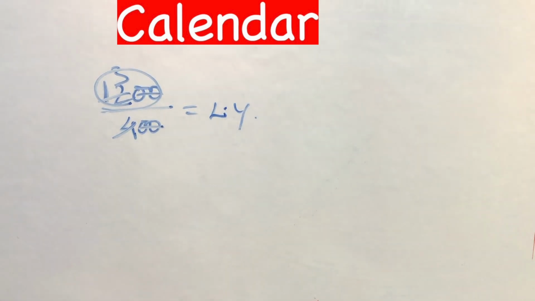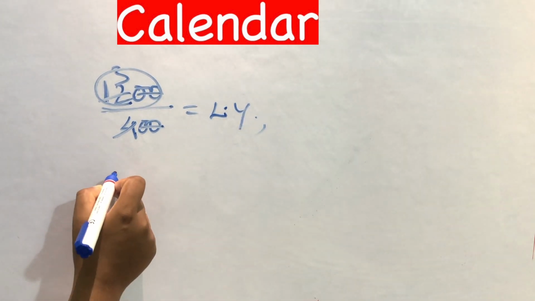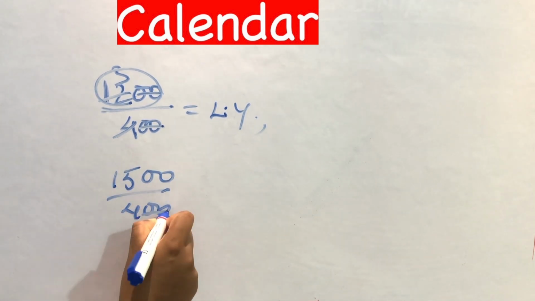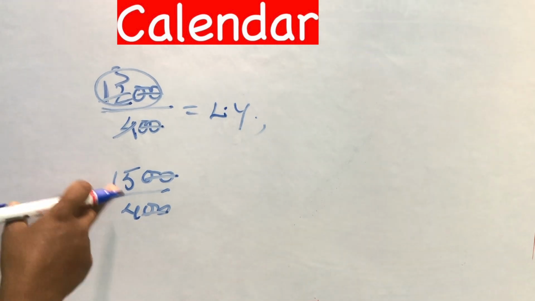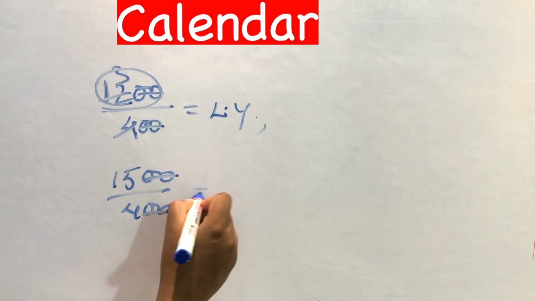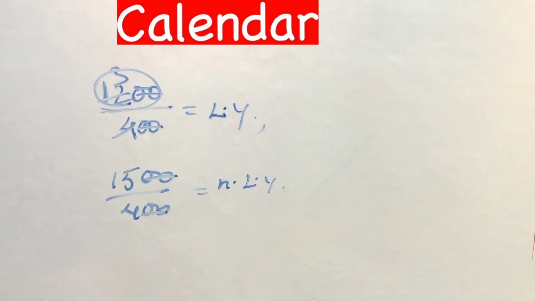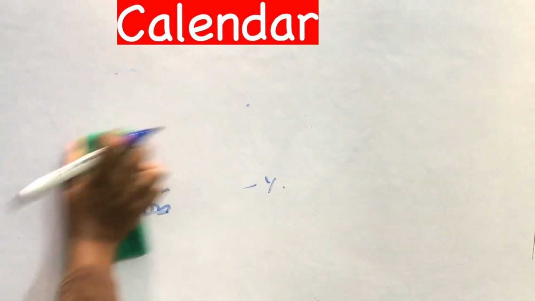Okay. Now let's see another example. Let's take 1500 divided by 400. Now if you try to cancel this, 15 is not divisible by 4, hence it's not a leap year. Okay, so this is how you have to calculate leap years for century years.